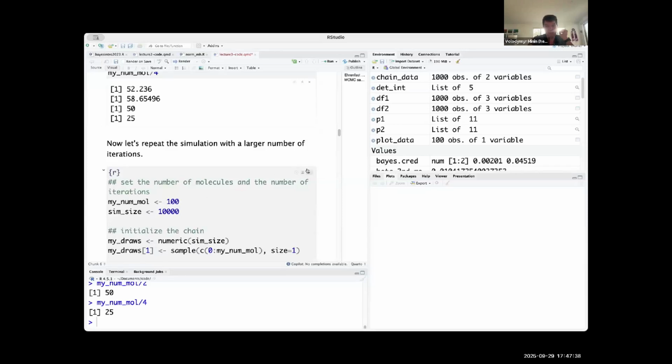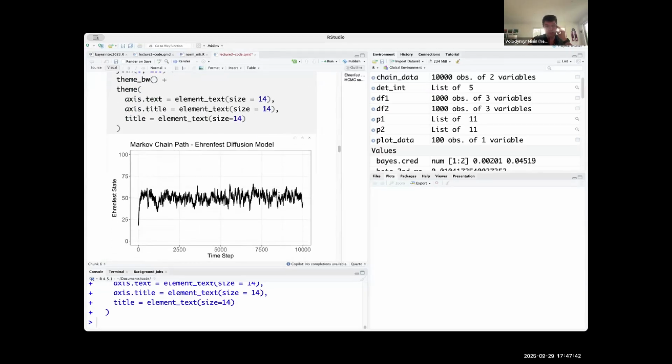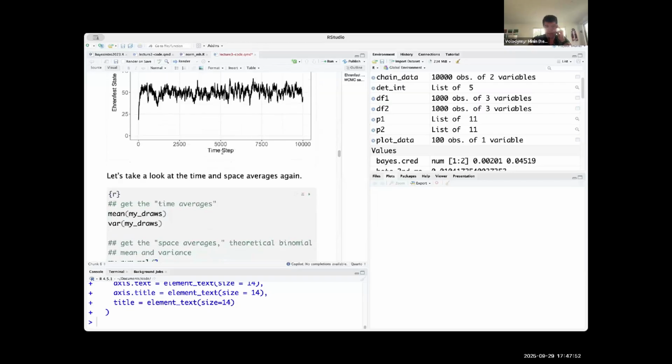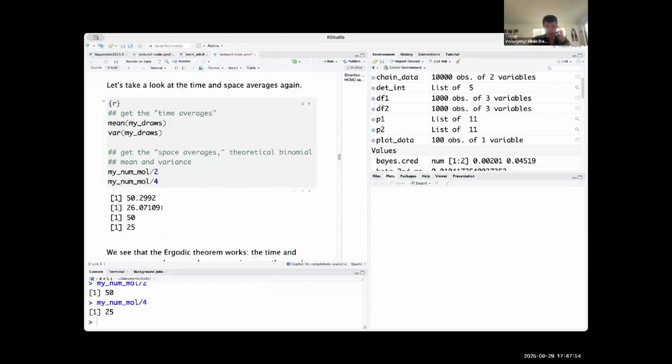If we repeat that with 10,000 iterations, the same process, this is our Markov chain now. Notice it looks much more stationary, so to speak. It looks like white noise, which is what stationarity should look like. And if we take these time averages, now we're much closer. It's still not perfect, it's 26, whatever, but there will always be some sampling variance.